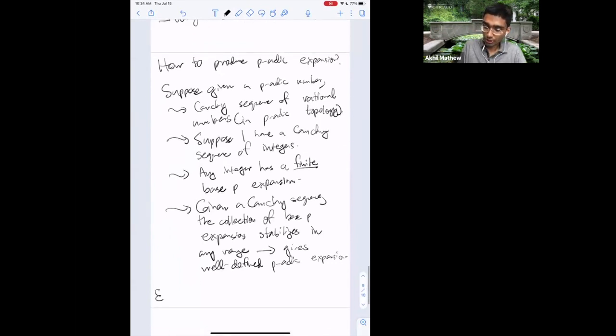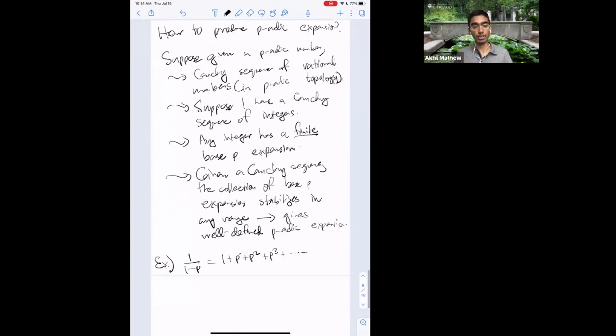Okay, so maybe just as an example, one over one minus p is going to equal one plus p plus p squared plus p cubed plus dot dot dot. So this doesn't make sense over the real numbers, but it does make sense in the p-adic numbers.